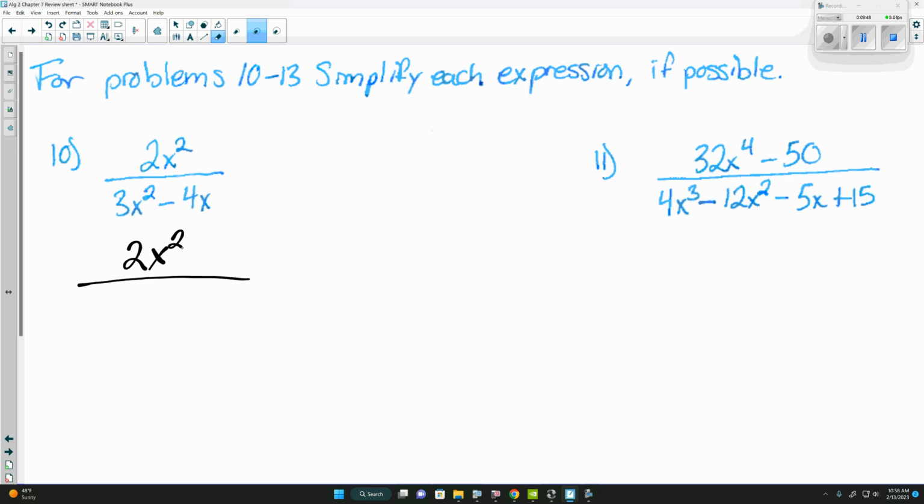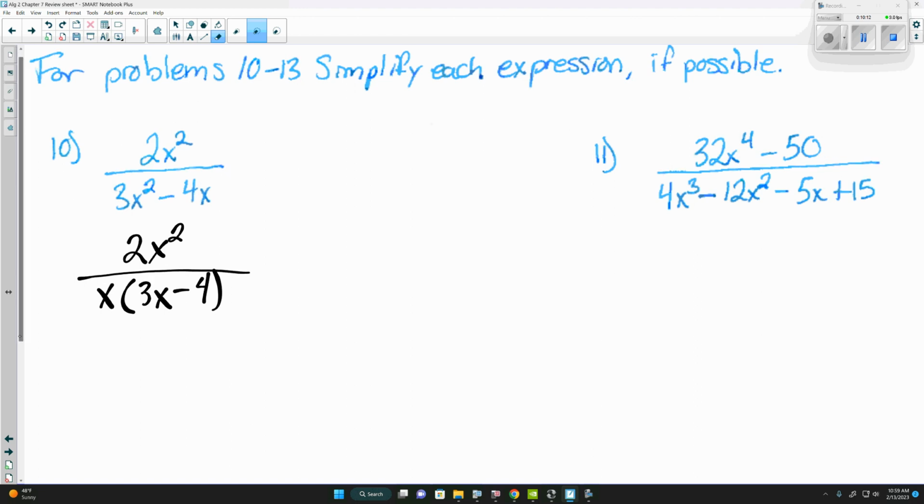Now the denominator, 3x squared minus 4x. The first thing you should always look for is greatest common factor. That's the first place we should always start. And there's a greatest common factor of x. We can factor out of both terms. If we factor an x out of 3x squared, we get 3x minus 4. Because we take an x away from 4x, we're left with 4.